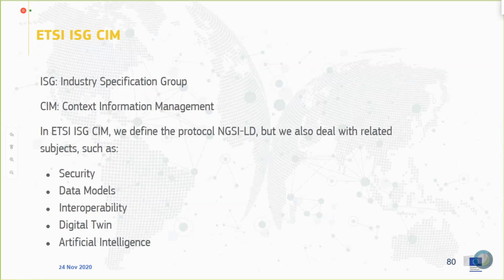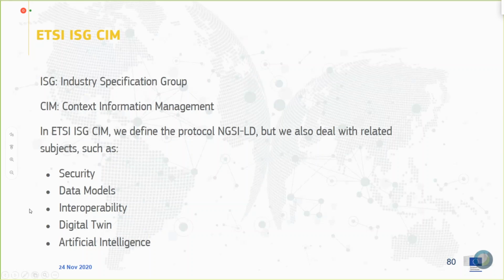Where we are defining the NGSI-LD interface or API, it's called ISG CIM. ISG, as you can see here, stands for Industry Specification Group, and CIM is Context Information Management, exactly what we are doing. And it's all about defining this protocol or API, NGSI-LD, linked data for NGSI. NGSI stands for next generation. I don't remember. It's part of the presentation.